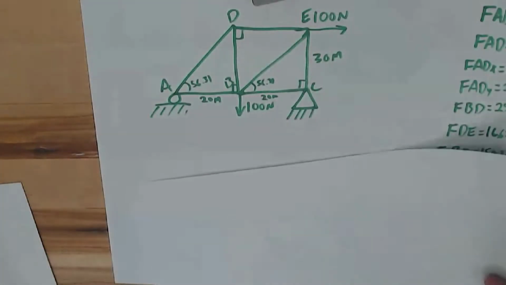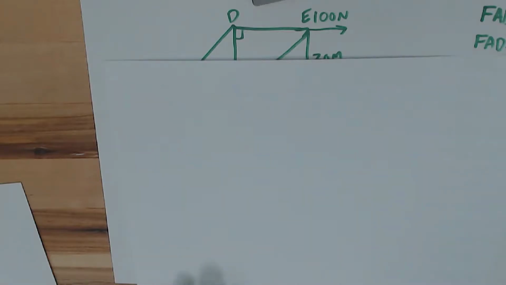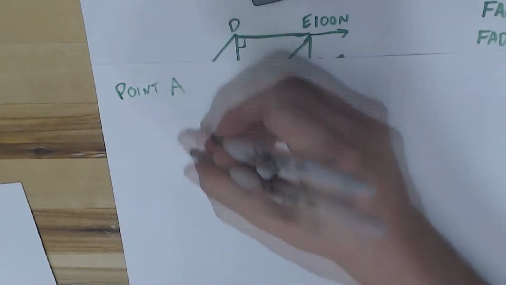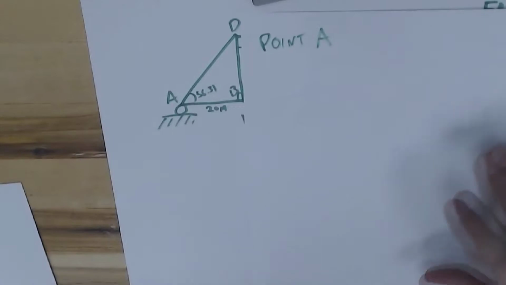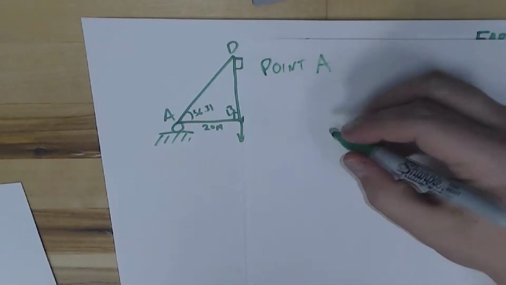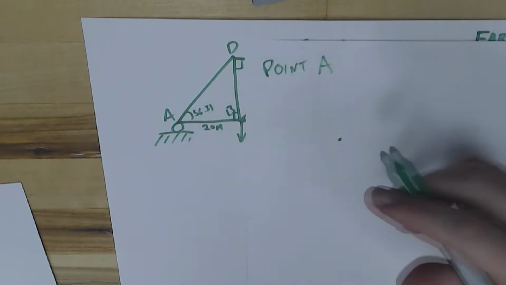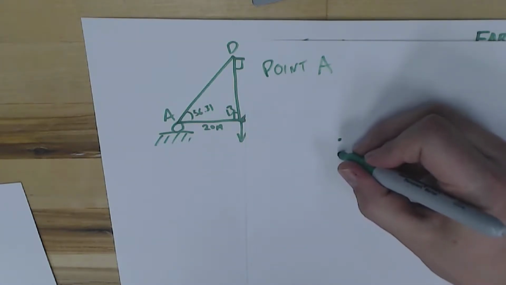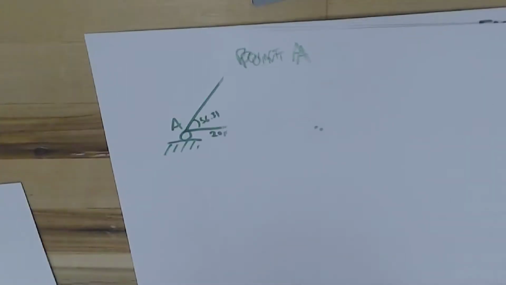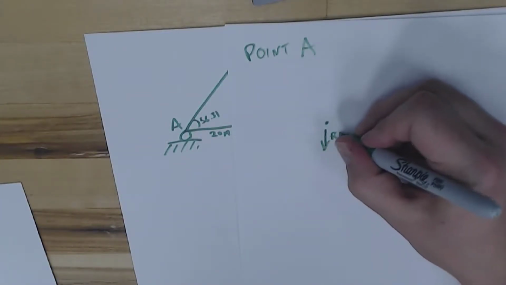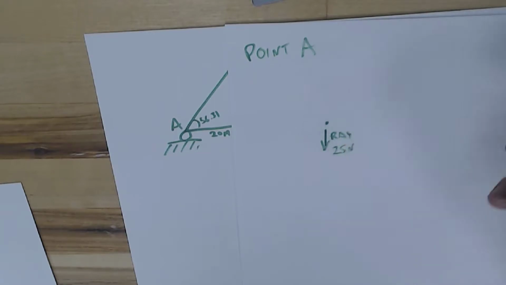All right, so our last point, home stretch here. We are going to do point A. So here it is. Here's point A. And we're going to say that we've got this reaction force here, that reaction force A. And we already know, we look at our scoreboard here, it's 25 newtons going down. So we're going to come over here and we're going to say RAY is 25 newtons.